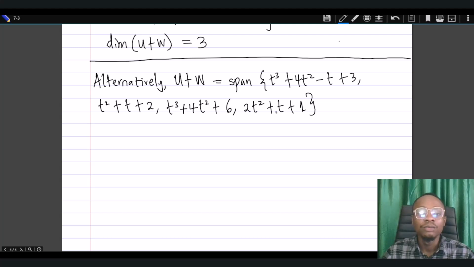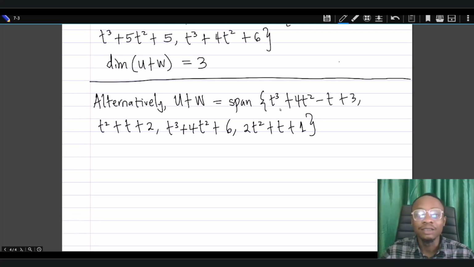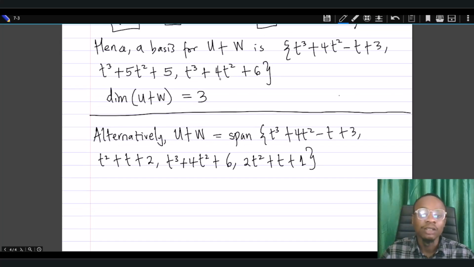So at the end of the day, we must arrive at the same conclusion. Not exactly the same set of bases. If it happens, good. If it doesn't, not likely to happen, good as well. But both of them will span the same vector space, u plus w, at the end of the day. And the dimension we get from this also will be 3.